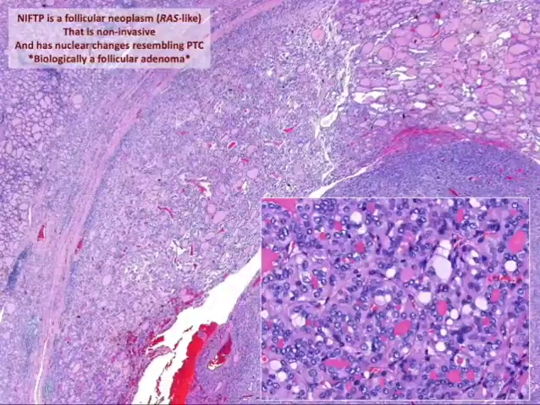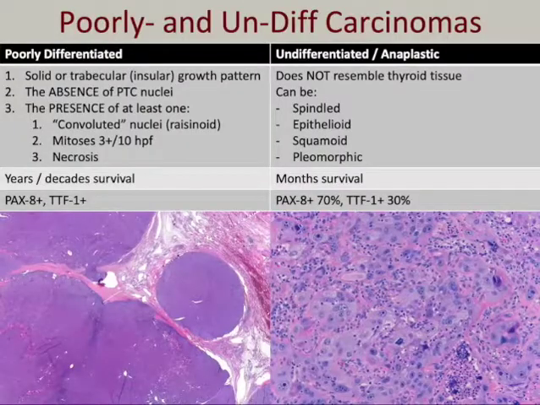When it invades like a follicular carcinoma with capsular and vascular invasion, it travels to brain, lung, bone, etc., rather than lymph nodes. The last thyroid is poorly differentiated and undifferentiated. So this is now, you're no longer in your well-differentiated category. You're getting biologically and histologically worse. So the Turin criteria for poorly differentiated carcinoma: solid or trabecular growth, absence of PTC nuclei, and presence of at least one of the following: convoluted nuclei, mitoses 3 or more, and necrosis. These retain the morphology of follicular cells and the immunoprofile of follicular cells.